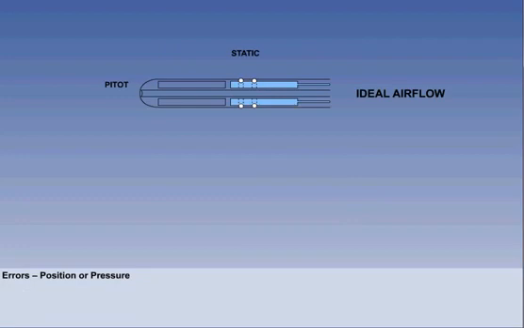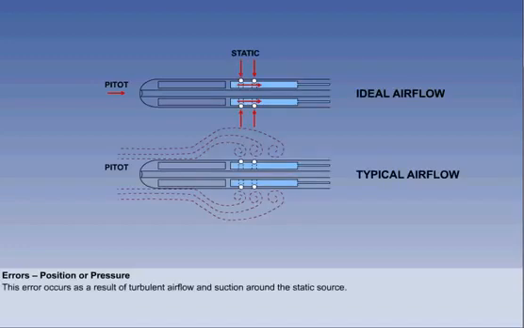Next is position error. This error is also sometimes known as pressure error. Ideally, the static pressure sensed by the instrument should be the true static pressure undisturbed by the presence of the aircraft. However, the presence of the aircraft will have an effect on the static pressure sensed, and position error occurs as a result of turbulent airflow and suction around the static source. In the example here, we can see the effect of a typical airflow around a combined pitot-static source.